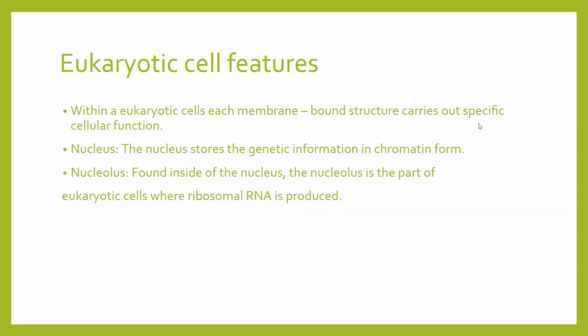Eukaryotic cells feature organelles within them. Each membrane-bound structure carries out a specific cellular function. Nucleus: the nucleus stores the genetic information in chromatin form. The nucleolus is found inside of the nucleus. The nucleolus is the part of a eukaryotic cell where ribosomal RNA is produced.